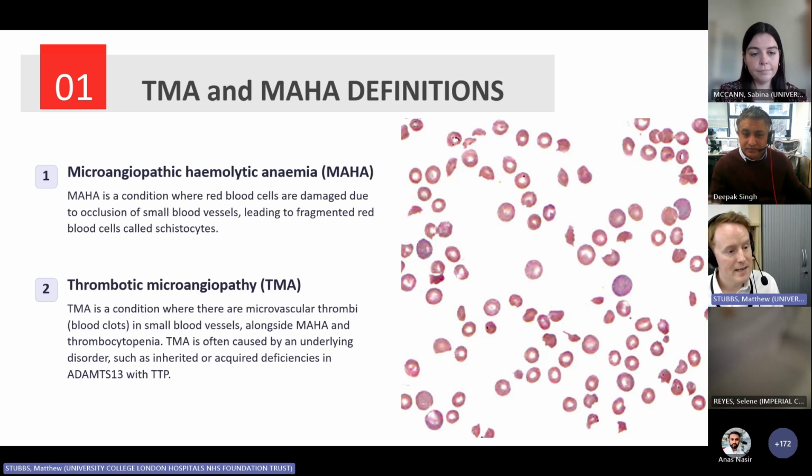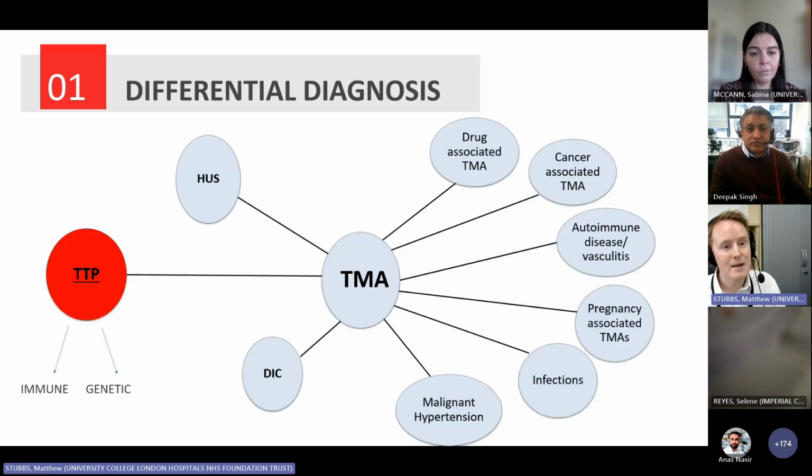So on our next slide, I'll talk about some of the conditions that can give us MAHA and TMA type features. As I mentioned, TMA is an umbrella term, and lots of different conditions can present with these features of MAHA and thrombocytopenia, of which I've highlighted TTP in red on the left-hand side. But there are other conditions that can cause this, such as hemolytic uremic syndrome.